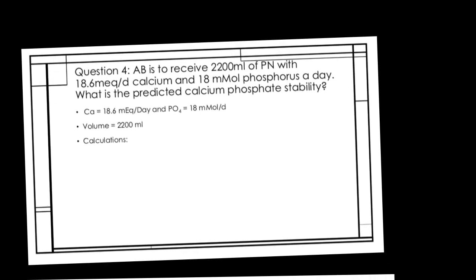Okay, question 4. AB is to receive 2200 milliliters of parenteral nutrition with 18.6 milliequivalents per day of calcium and 18 millimoles of phosphorus per day. What's the predicted calcium phosphate stability?